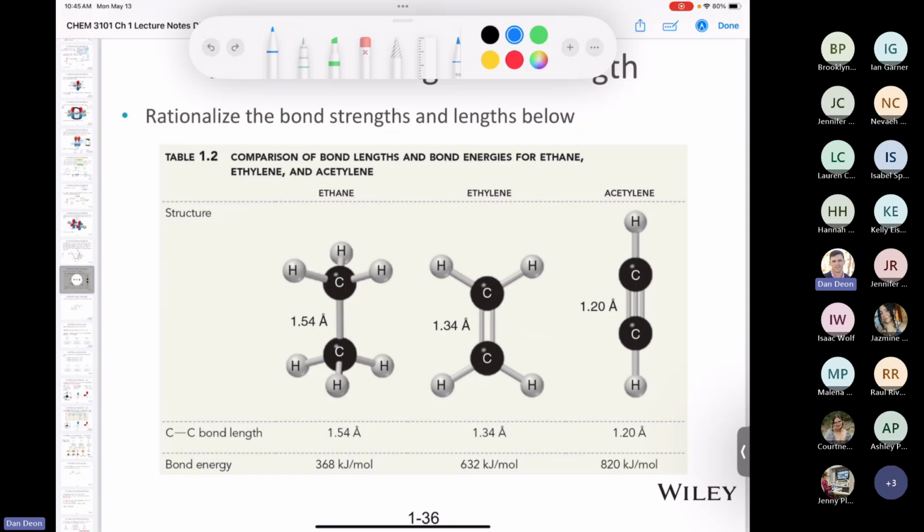The reason for that is because you have more orbitals overlapping, and atoms have to get closer and closer to have efficient orbital overlap. And then as far as bond energy goes, you can see that they get stronger and stronger. That makes sense, right? It takes energy to break a bond. So the more bonds you have, the stronger the bond is going to be. So bond energy is increasing, and as we increase the number of bonds, the bond length is decreasing.